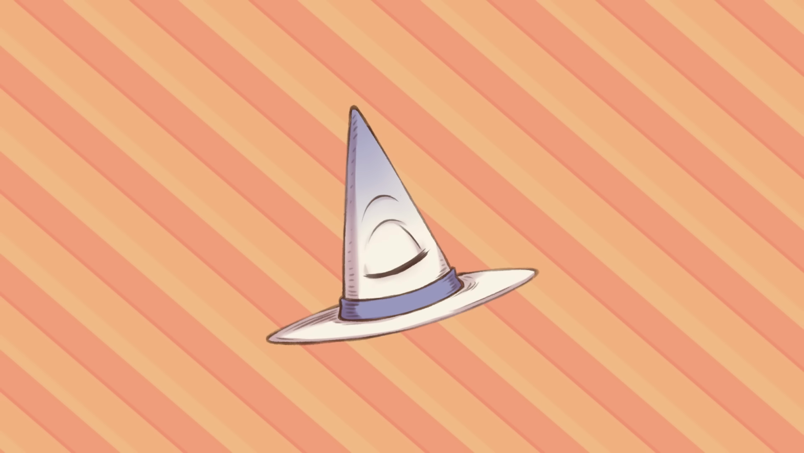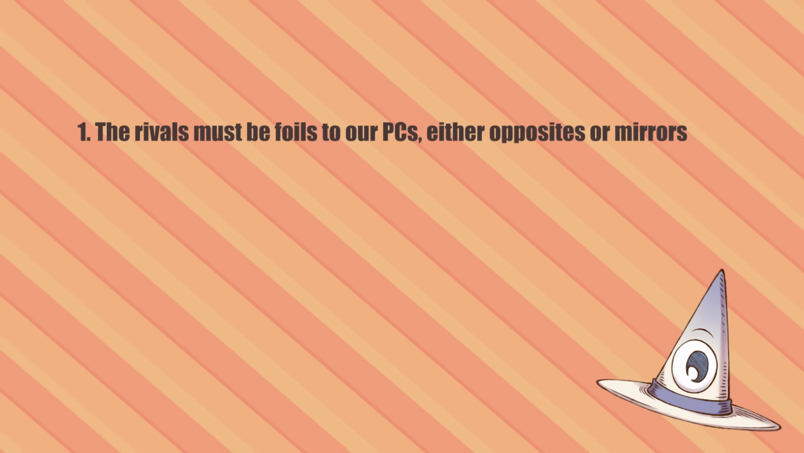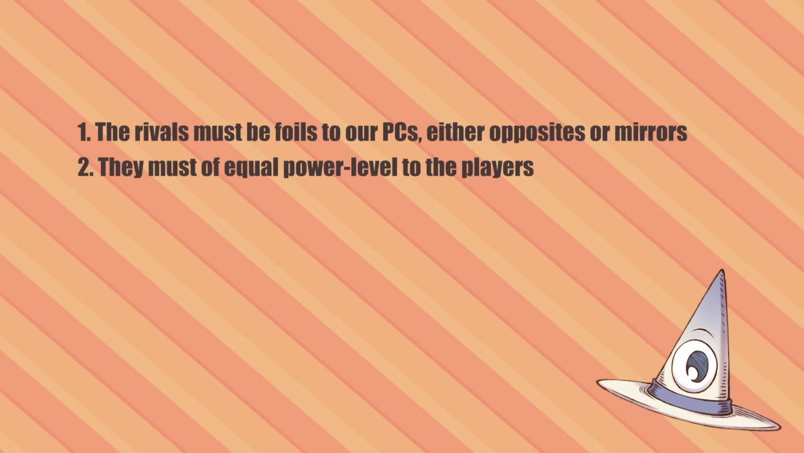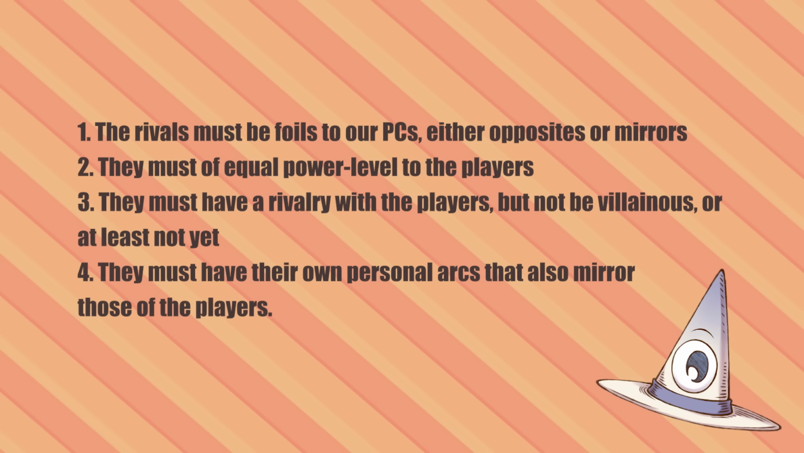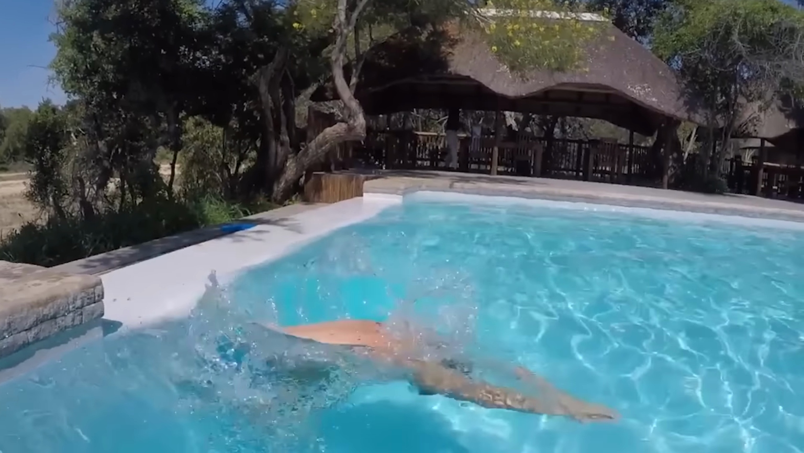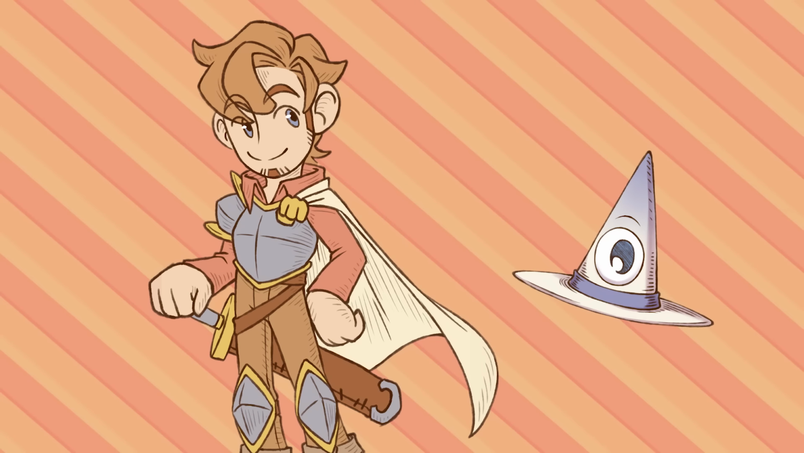So let's recap. We know that 1. The rivals must be foils to our PCs, either opposites or mirrors. 2. They must be of equal power level to the players. 3. They must have a rivalry with the players, but not be villainous, or at least not yet. And 4. They must have their own personal arcs that also mirror those of the players. Let's get into it. For Alois, let's go for the mirror method to make the foil.